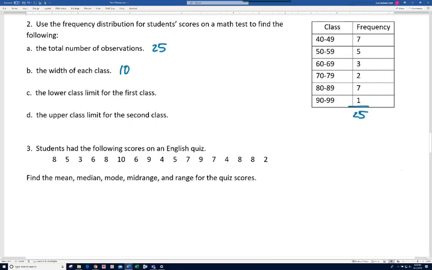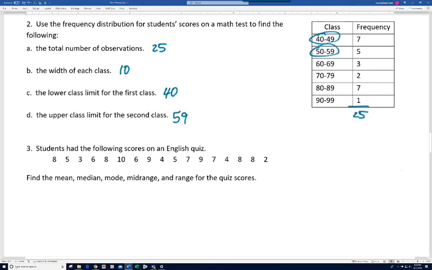So that's what we call the width. In C, the lower class limit for the first class, so this is the first class, and the lower class limit is the lowest number there, which is 40. And then the upper class limit for the second class, so here's our second class, and the upper class limit would be the largest number in that class, which is 59.